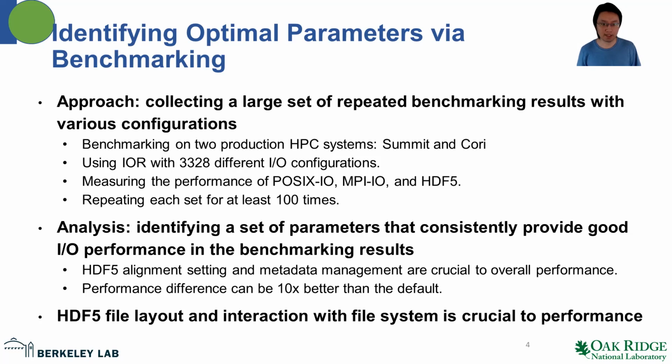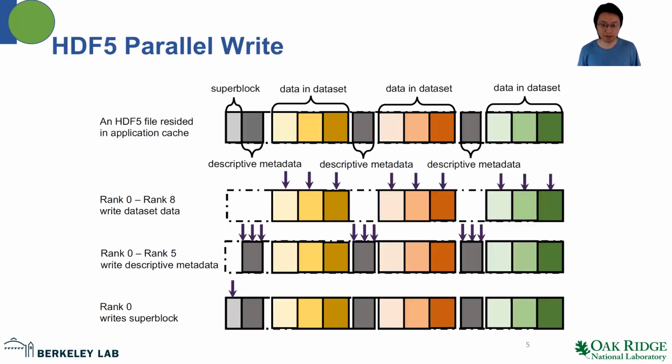With these many results, we perform our analysis to identify a set of parameters that consistently provide good performance in the benchmarking results. Through our analysis, we have found that HDF5 alignment setting and metadata management are crucial to the overall I/O performance, and that the performance difference can be up to 10x against the default setting. This large performance gap mainly comes from the HDF5 file layout and its interaction with the file system. Next, we will go into the details and explain how HDF5 interacts with the file system.